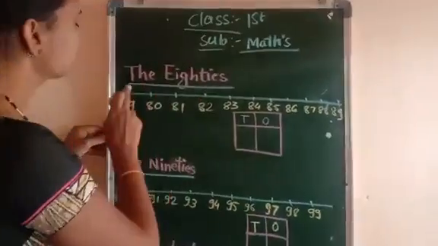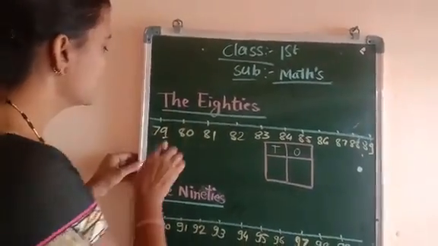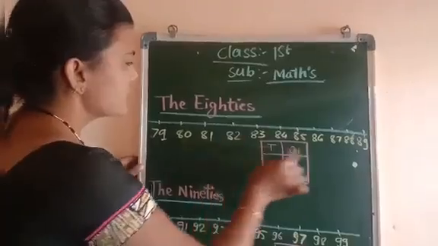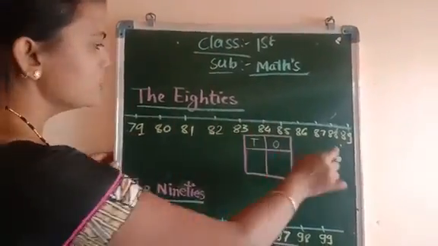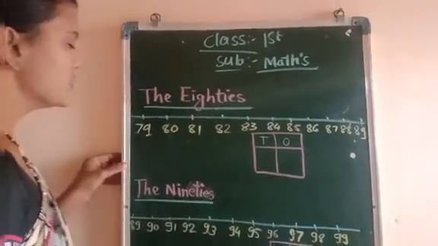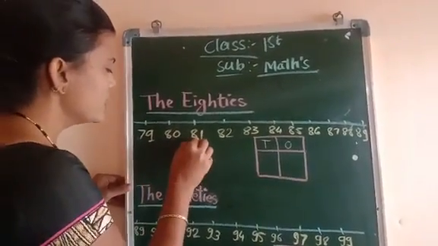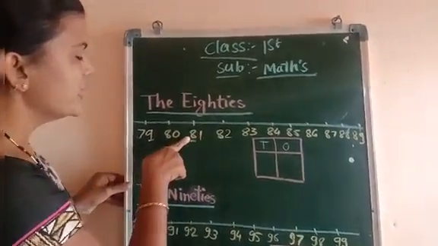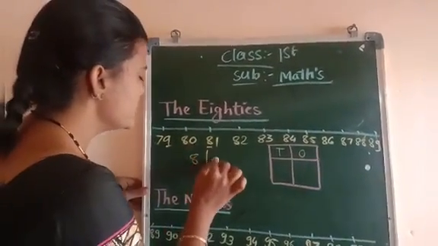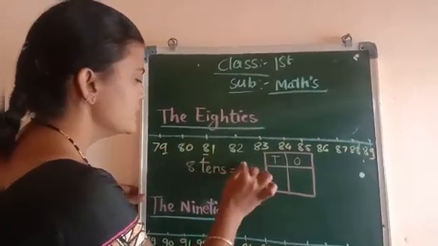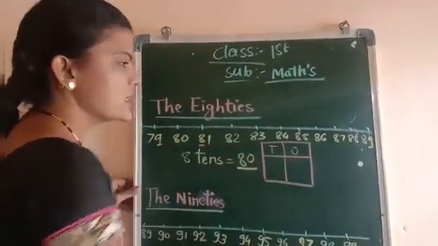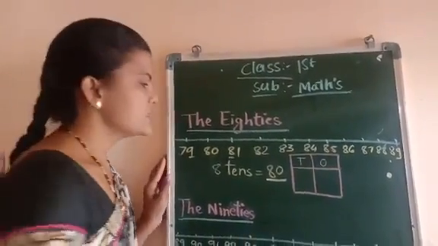Let's see. The 80s. This is a number line, and on the number line these are the numbers from 79 to 89, and these all numbers are the 80s because in number 81, 8 number is on tens place. Okay, so 8 tens means 80. So all these numbers are the 80s series.